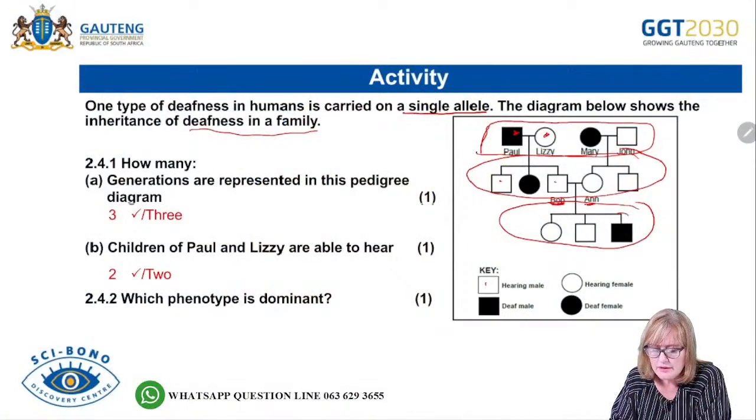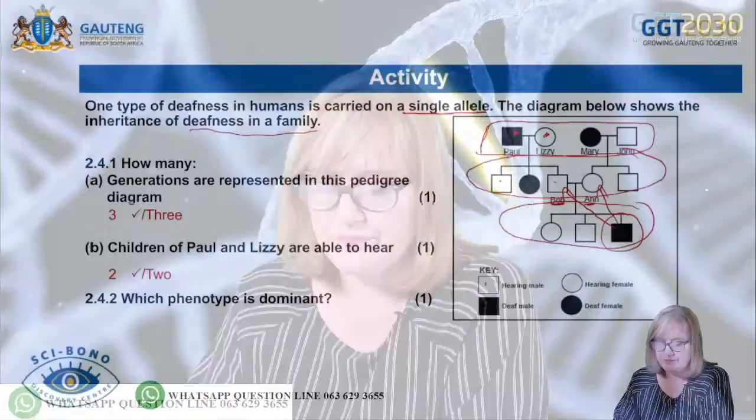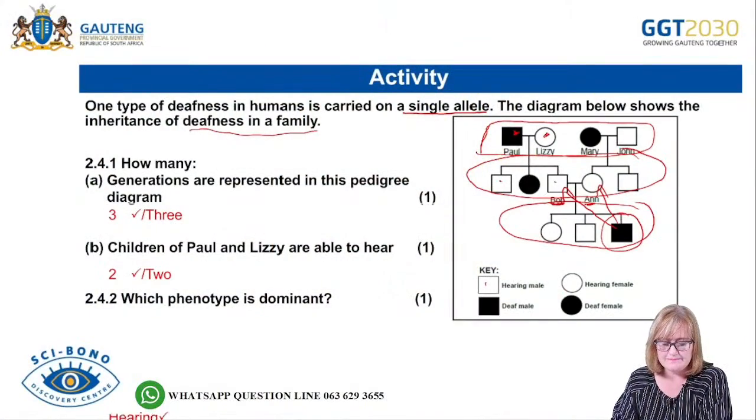Right. So if we look at Bob and Anne's children, aha, there they have a deaf boy, right? A boy that has deafness. So that child had to get one allele from Bob and one allele from Anne. They are not affected, but they have an affected child, which tells you that the dominant phenotype here is hearing, right? But that the recessive one is deafness. Okay. So hearing is the dominant one.